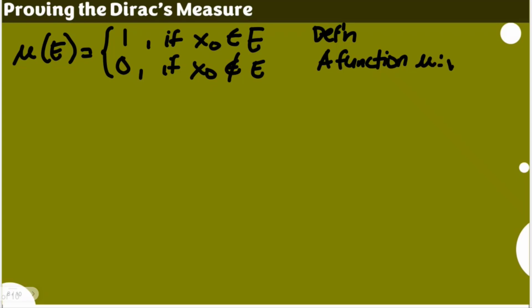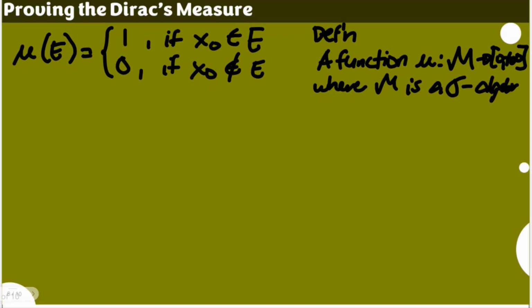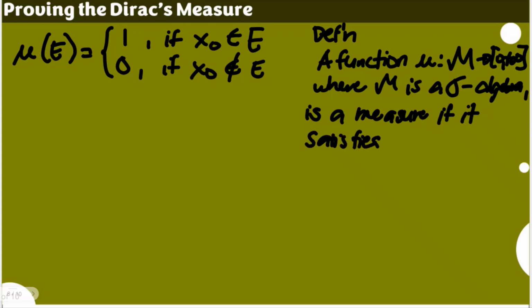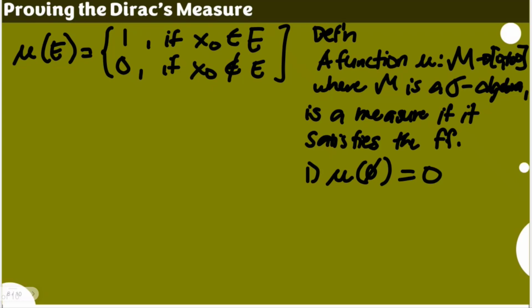A function mu, mapping from script M to the interval 0 to positive infinity, where script M is a sigma algebra, is a measure if it satisfies the following. The first one that needs to be satisfied is that mu of the empty set is equal to 0. So we are going to check whether mu of the empty set, for this definition of Dirac's measure, is really equal to 0. If it's satisfied, we'll proceed to the next condition. But if it's not, automatically we can say that Dirac's is not really a measure.